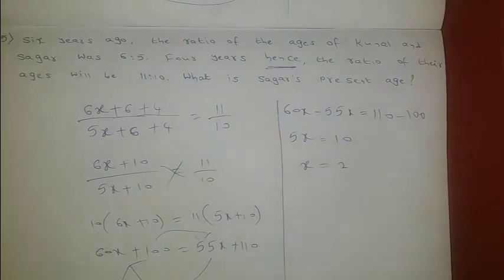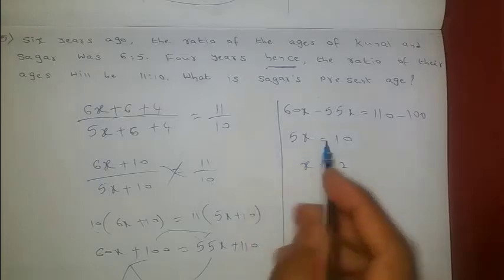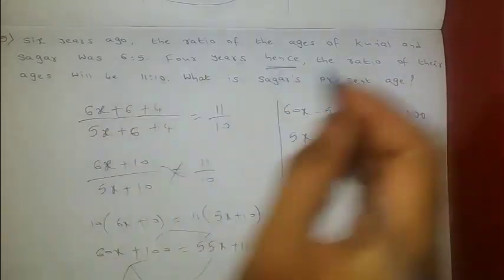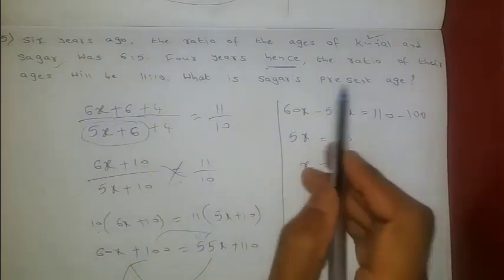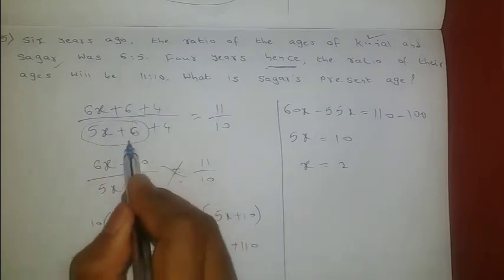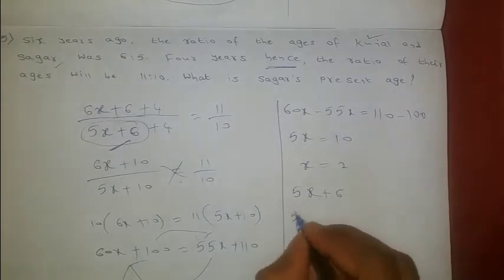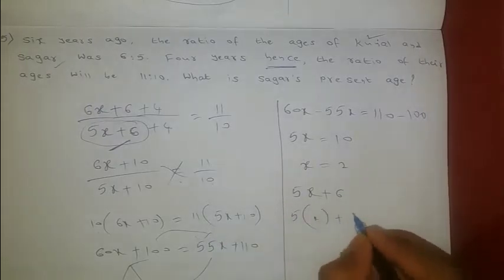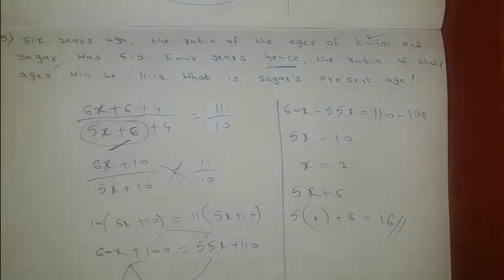Now what is he asking exactly in the question? What is Sagar's present age? Kunal and Sagar. Kunal is the first number, Sagar is the second number. So the second number is this one. The given ratio is from 6 years ago, so the present age will compulsorily be plus 6 also. That is 5x plus 6. In the place of x, substitute 2. 5 into 2 plus 6. 5 twos are 10. 10 plus 6, 16. The present age of Sagar is 16 years.